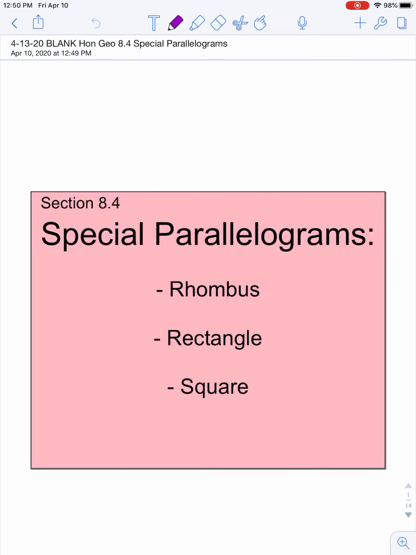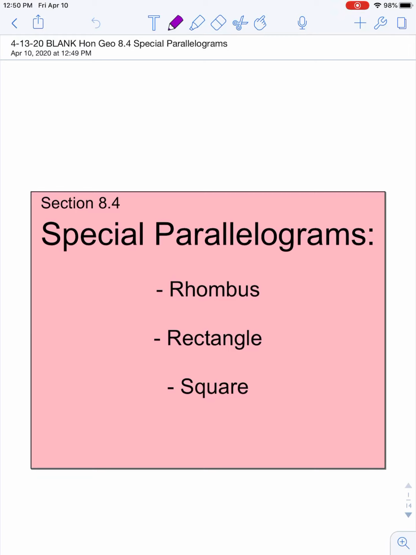Hello, ladies and gentlemen. Today we are going to be working on section 8.4, working on special parallelograms. We have already talked about parallelograms and their properties, and we've also talked about the number of ways that we can prove a quadrilateral is a parallelogram with given information.